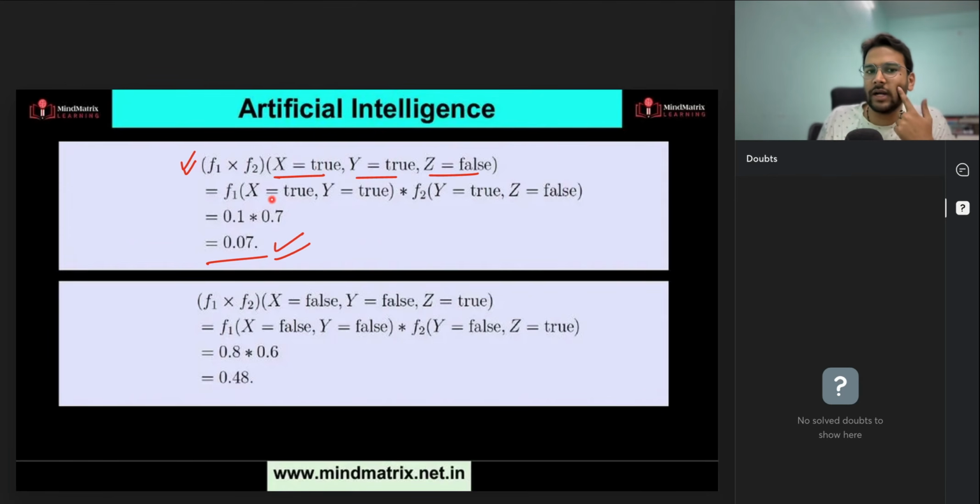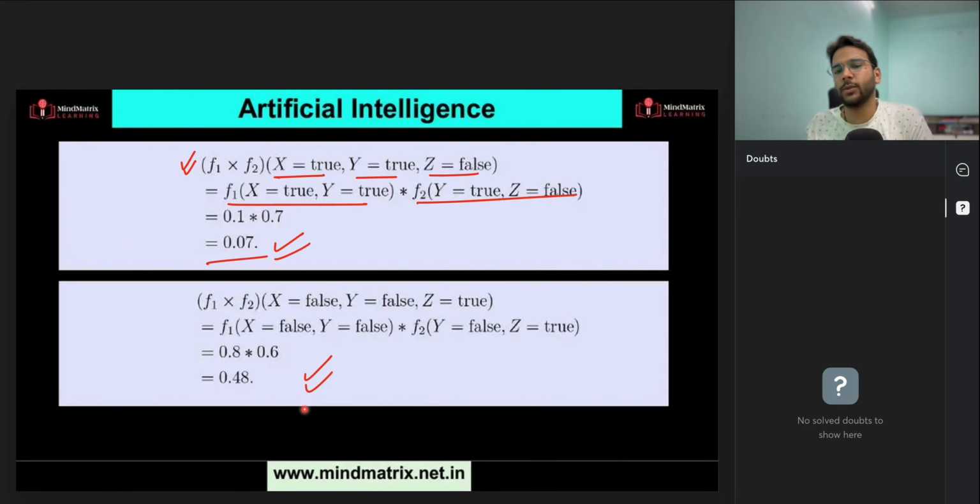Or directly also you can write like this. From the initial factors you can write like this also. X is true, y is true, into y is true, z is false. Like this also you can find the values. So are you getting what kind of questions they may ask from this topic? Right? And you can answer it easily. Once you know the concept, you can easily answer these questions.